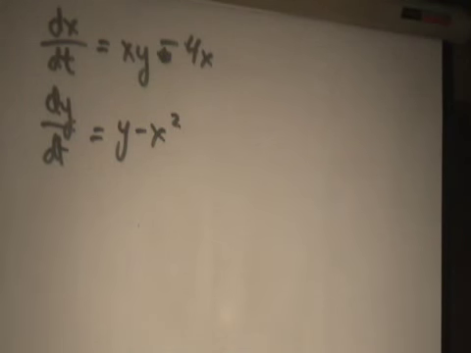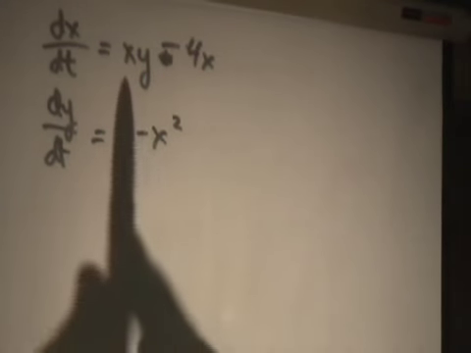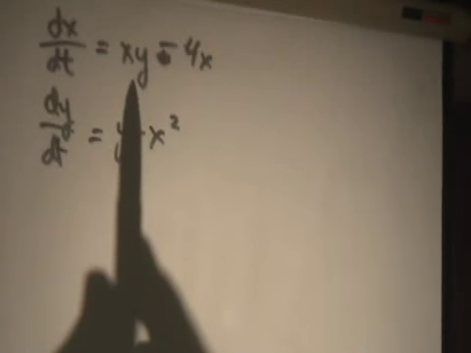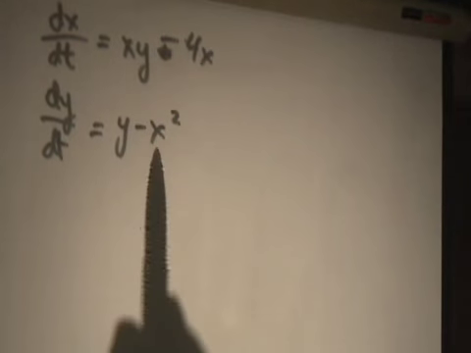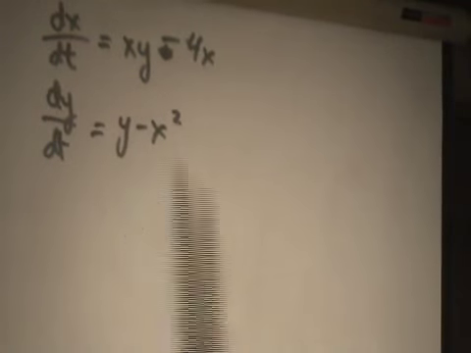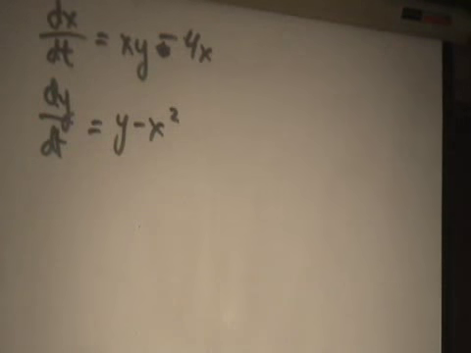Probably the main applications that you see in this chapter are going to be to interacting species models, but there are certainly other applications besides these. First thing I want you to note is that it is a nonlinear system. x times y is a nonlinear term. x squared is certainly nonlinear. There are linear parts to it, a negative 4x there and a y there. Those are linear parts to these right-hand sides, but there are nonlinear parts too.